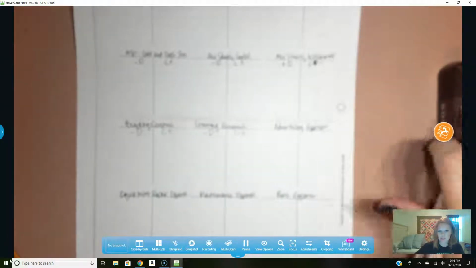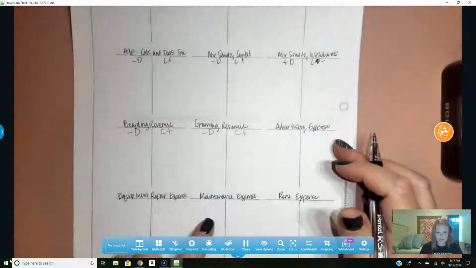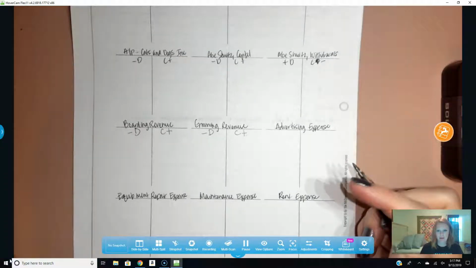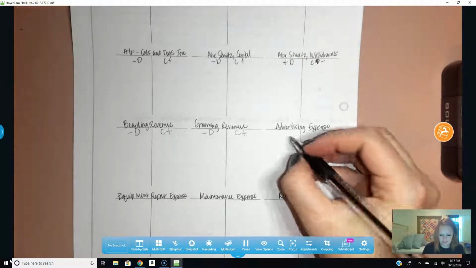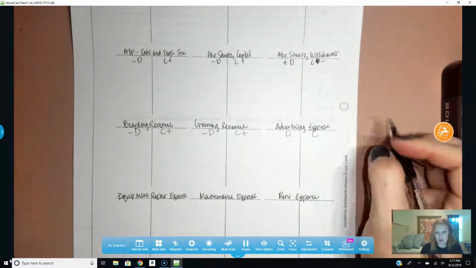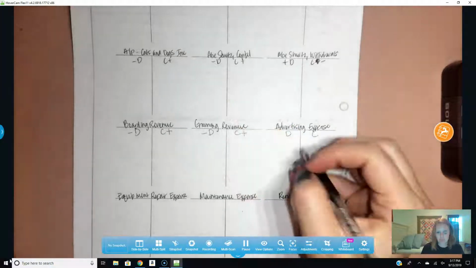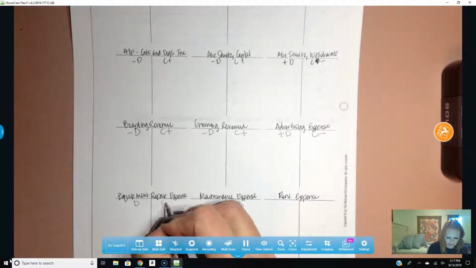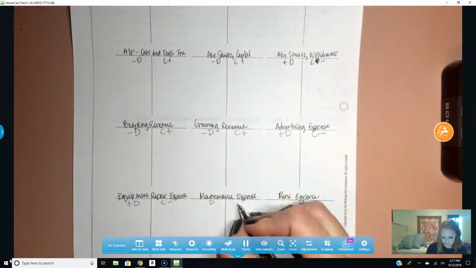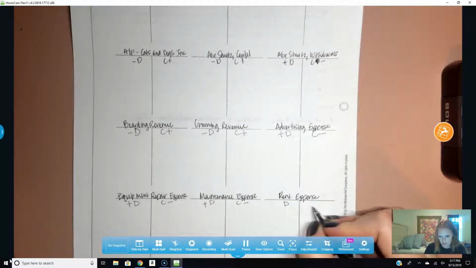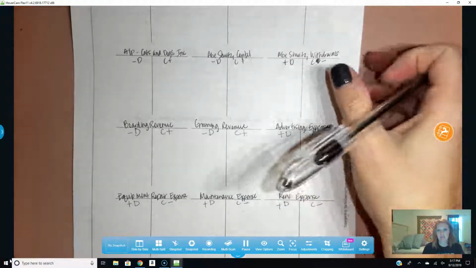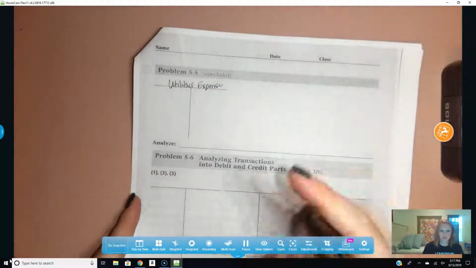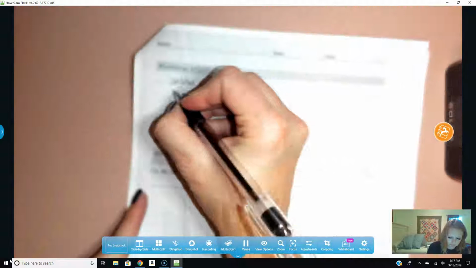Then we've got advertising expense, equipment repair expense, maintenance expense, rent expense, and on the back we've got one little T account for utilities expense. And remember, expense accounts decrease capital, so they're going to follow the opposite rules of our capital account. So these will all be the same here. And utilities expense back here, debit, credit. Alrighty. Alright, so we've got step number 1 done.